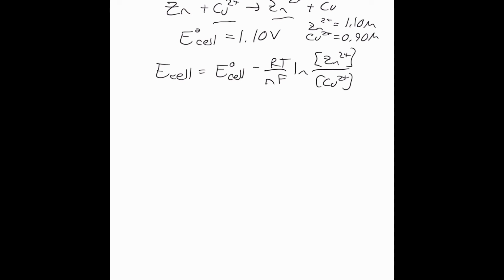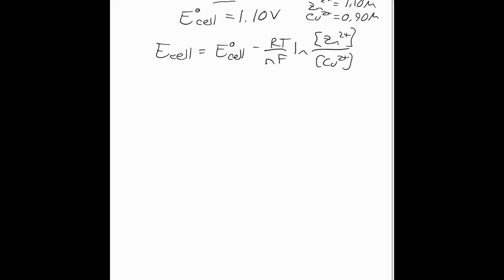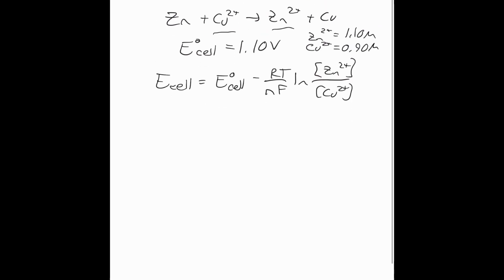So what would happen if this reaction moved along and generated 1.1 molar of zinc and 0.9 molar of copper? Let's say we've been running this battery for a while and we've dropped the concentration of the reactants and increased the concentration of the products. What's our cell potential? We'll solve this problem.